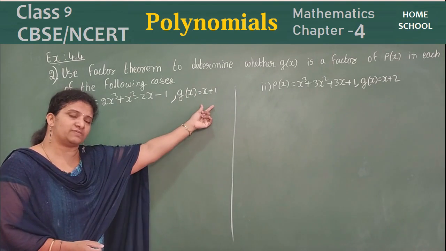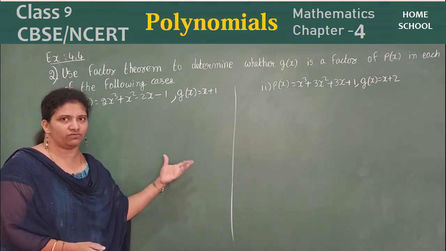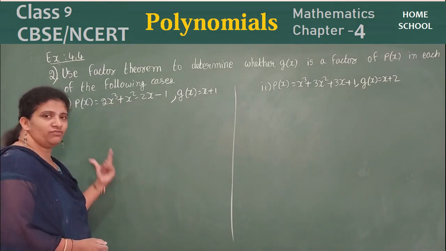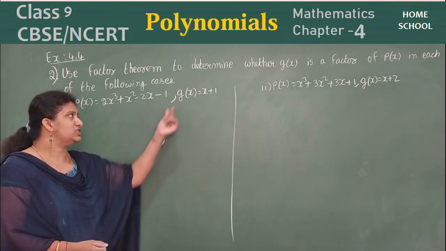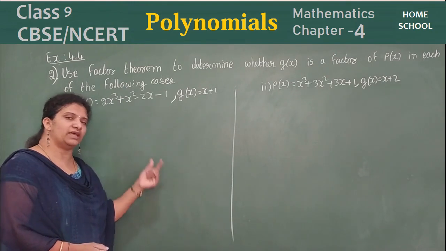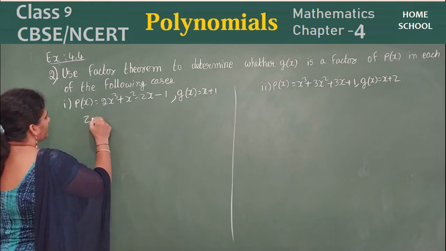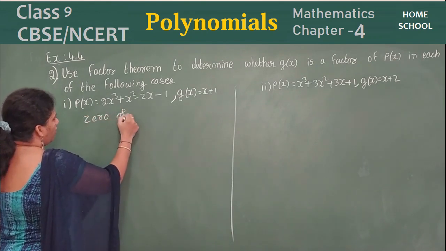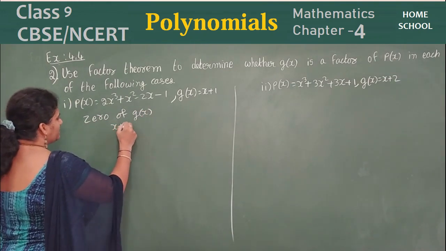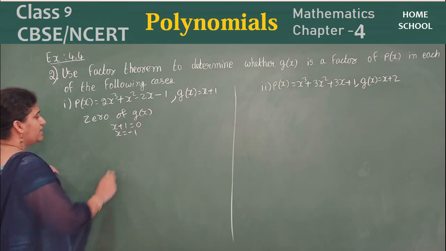What is that? 0 of x plus 1. X plus 1 equal to 0, x equal to minus 1. Minus 1 is the 0 of the polynomial. That minus 1 substitute in this polynomial. If you get 0, then we can say g of x is a factor of p of x. If you won't get 0, then it is not a factor. Let's start. 0 of g of x, that is x plus 1 equal to 0, x is equal to minus 1.